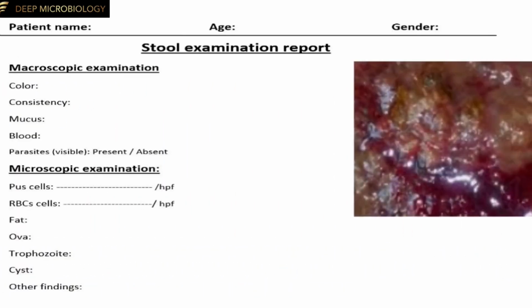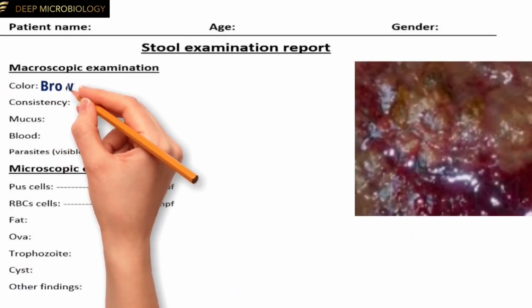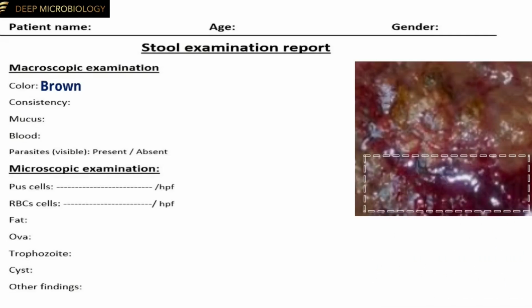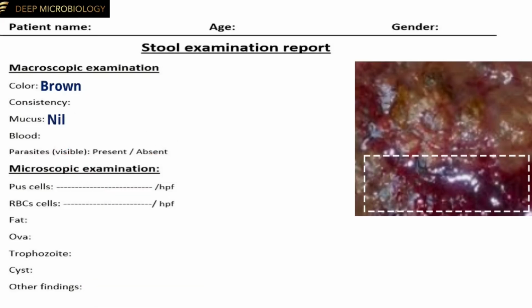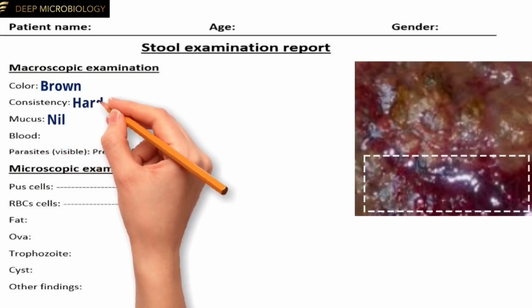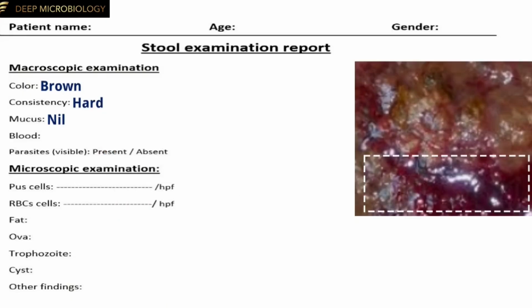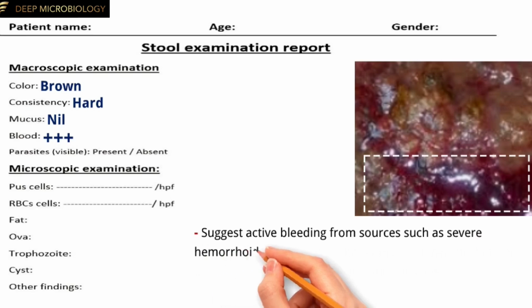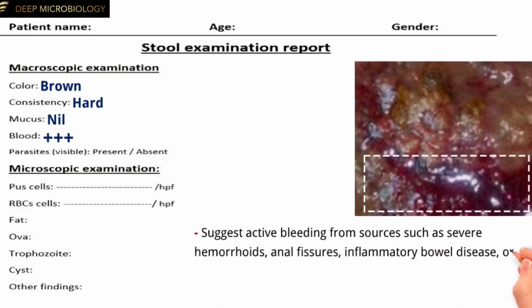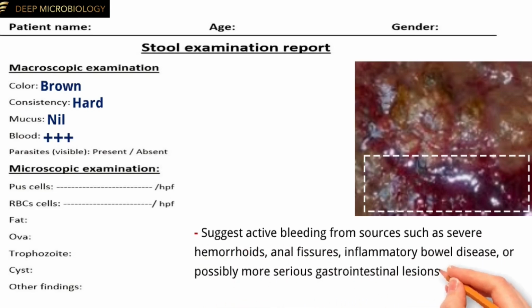In sample 3, the stool appears brown in color but is heavily stained with visible blood, giving it a reddish and patchy appearance. There's no visible mucus, so we would mark mucus as nil. Let us assume the consistency is firm to hard. Due to the significant amount of visible blood, we would mark it as 3 crosses. This degree of bleeding could suggest active bleeding from sources such as severe hemorrhoids, anal fissures, inflammatory bowel disease, or possibly more serious gastrointestinal lesions.